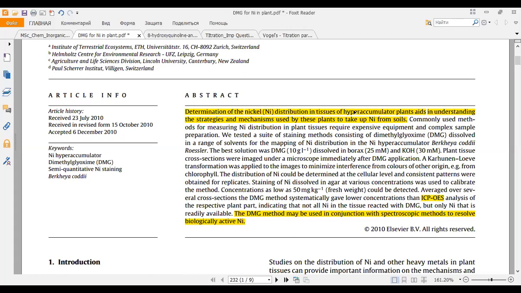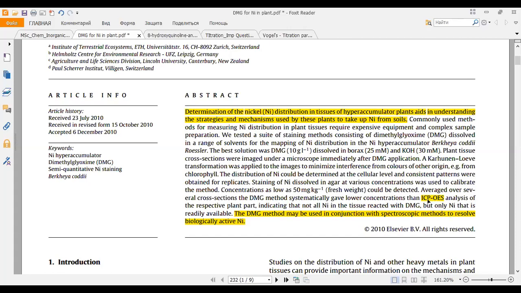So basically what it is saying is you have nickel in the soil, and if you analyze the plant tissues, you can say how that nickel moves from soil to the plant. It will help you to understand the mechanism used by these plants. Okay, so for that they are using this instrument ICP-OES, inductively coupled plasma optical emission spectroscopy, and this is one of the topics that we'll be discussing in the second part of this course.